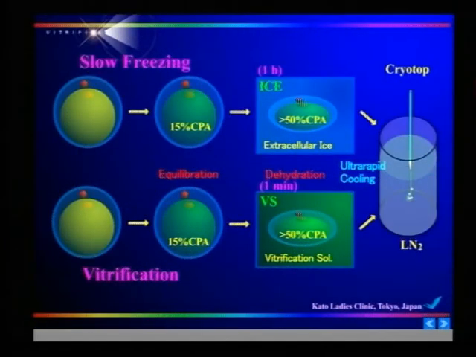Okay, first, just only one slide, one minute, on the mechanism. That slide shows a mechanism of how to enable oocytes to survive liquid nitrogen temperature by the slow freezing method or the vitrification method.